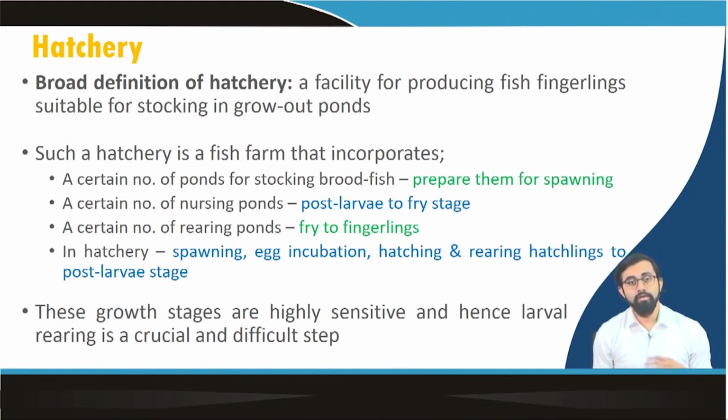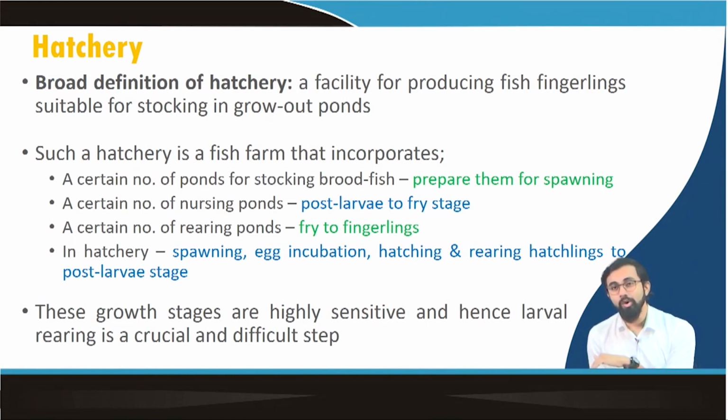In general, a hatchery has a certain number of ponds for stocking the brood fish to prepare them for spawning. We have a number of nursing ponds, because after the spawning is done, the post-larval stage till the frying stage, that nurturing period, is covered in the nursing pond. Then we go for the rearing pond when the aquatic species reaches the fry stage, and we keep them there till the fingerling stage. It's like human beings: from birth until a certain age we are children, and then we become adults. The moment they reach the adult stage, we put them in the grow out pond.